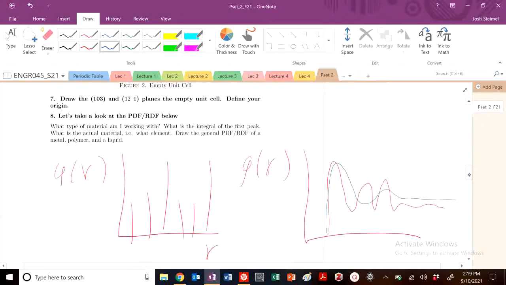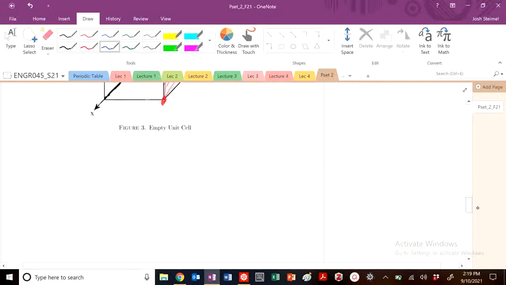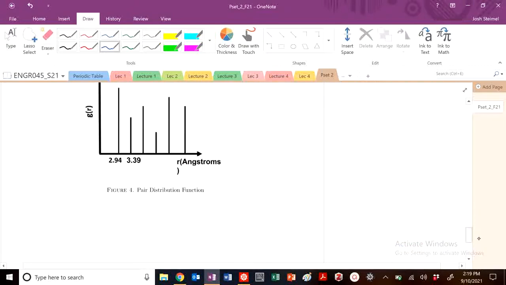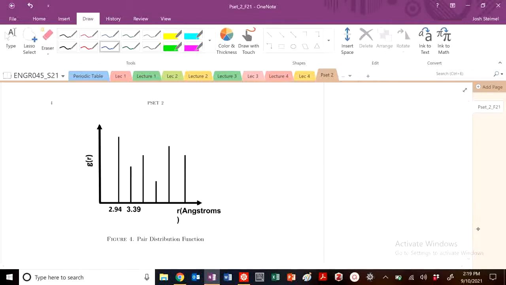Anyways, so that's going to be a metal, that's going to be a polymer, and a liquid. So polymer and liquid look very much the same. So the question is, what material is this? So I know it's a metal. I need to figure out what's the integral of this peak.